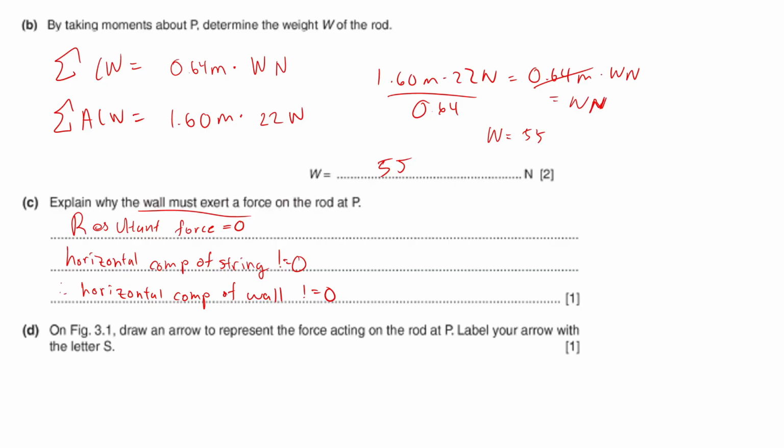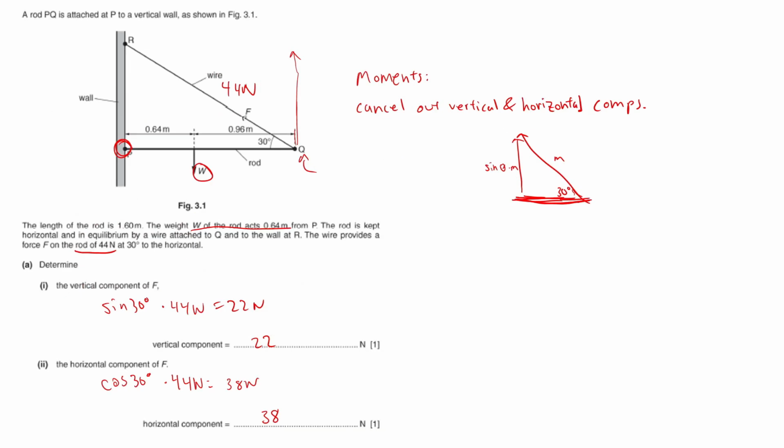On figure 3.1, draw an arrow to represent the force acting on the rod at P. Label your arrow with S. Okay, turns out that it's just going to be like this. It's just S, and it's going to be the same magnitude as the horizontal component of F.